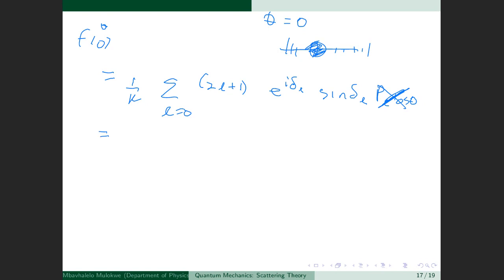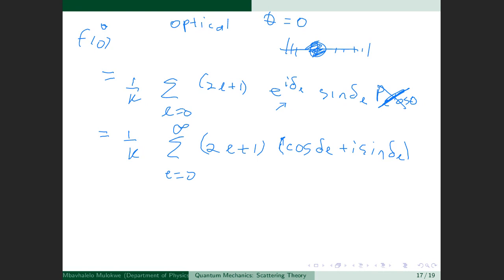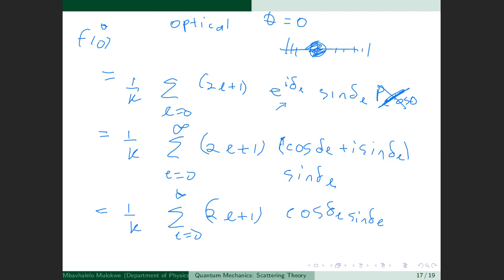Then you write this. So now I'm discussing what's called the optical theorem. Then you just make use of the Euler identity, so you get 1 over k, sum L going from 0 to infinity, 2L plus 1, e to the i delta L, which is cos delta L plus i sine delta L, multiplied by sine delta L. So this gives you 1 over k, sum L from 0 to infinity, 2L plus 1, cos delta L sine delta L plus i sine squared delta L. And remember that the total cross section is proportional to the sum over sine squared delta L.